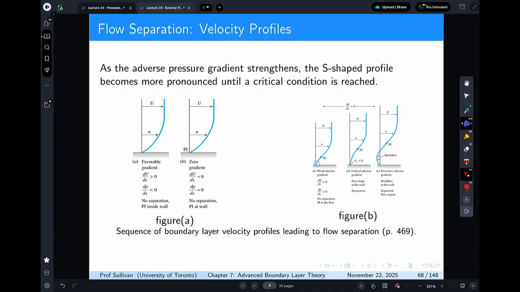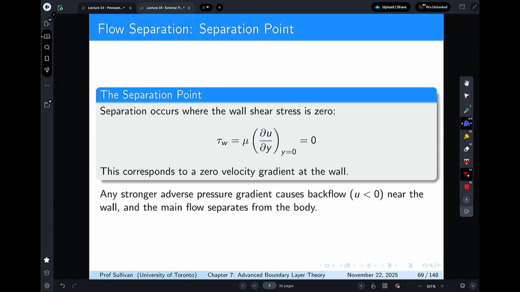On the other hand, when you get to a critical adverse pressure gradient, there's no way to maintain the flow without having a reversing flow in there. And if you increase the disturbance, increase the wall shear stress by a little bit, you then see an excess of pressure gradient, and that's separation. That's a separation where you have a reversing flow that appears. Separation occurs where the wall shear stress is 0.